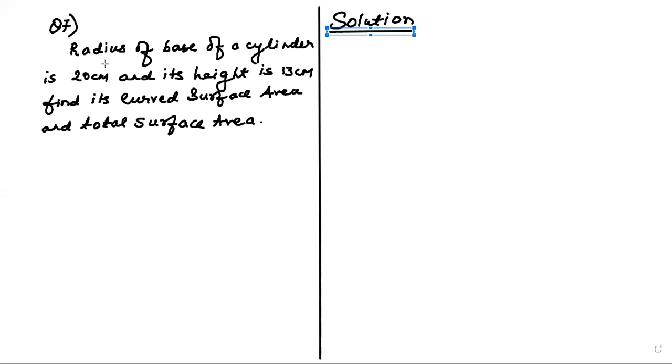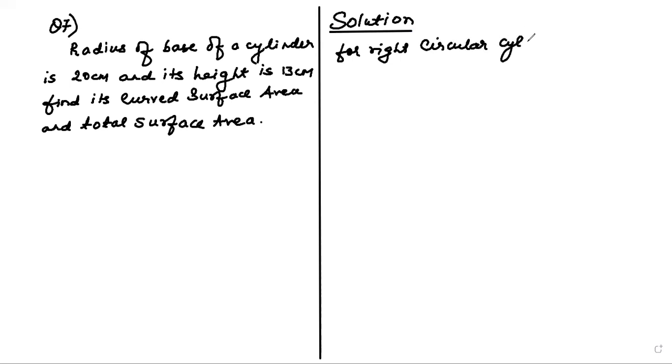The radius of the base of a right circular cylinder is 20 centimeter and its height is 13 centimeter. We are talking about a right circular cylinder.